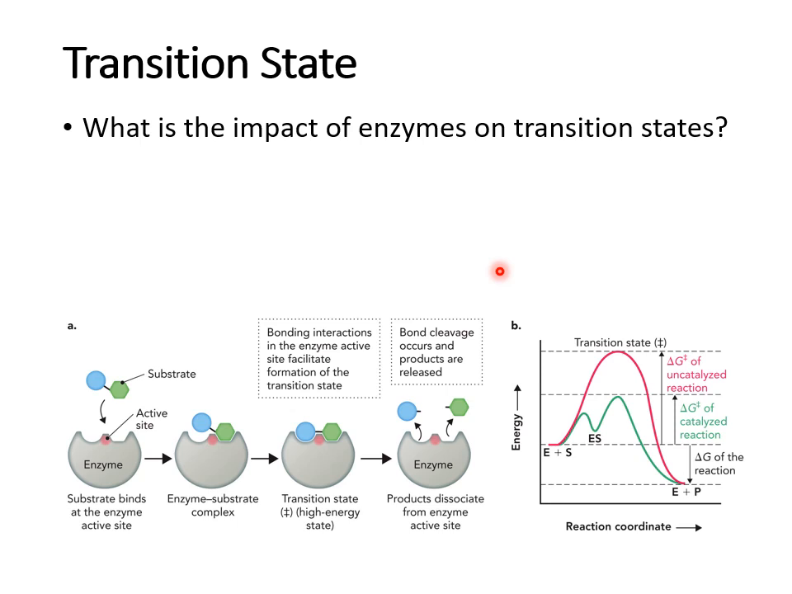So that's the significance: the higher affinity for that transition state compared to the products allows for the products to then be released at the end.